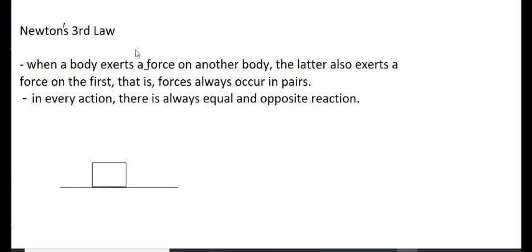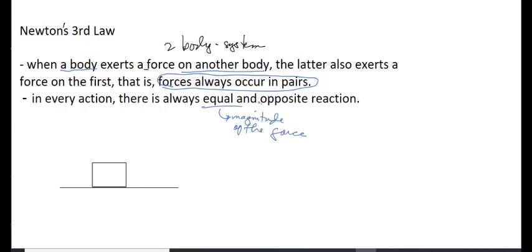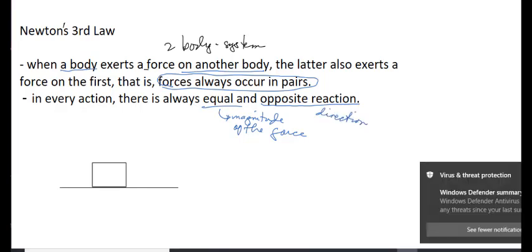Take note that we are dealing here with a two-body system. We have the first body doing the action on another body, the second body. So if this is the action, then the other body exerts the reaction force. So forces always come in pairs. There must be an action and there is always an equal and opposite reaction. This equal refers to the magnitude of the force, and opposite refers to the direction, which is exactly opposite.